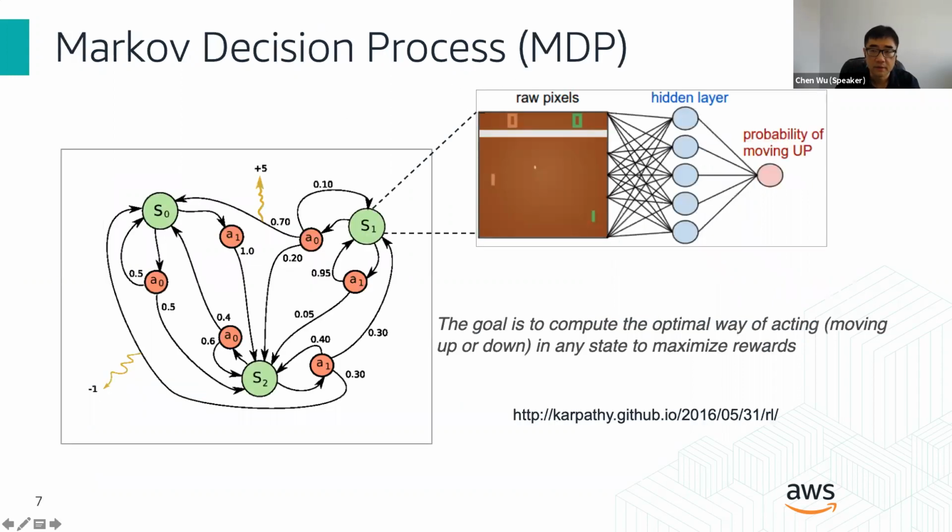The next one is one of the key concepts within machine learning. It's called Markov Decision Process. Essentially it's a state transition diagram. So here we are trying to play the Pong game. The Pong game, perhaps many of us have played.